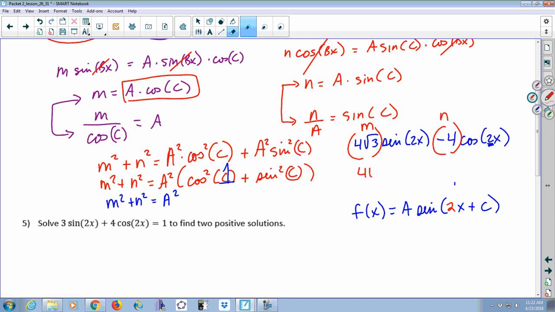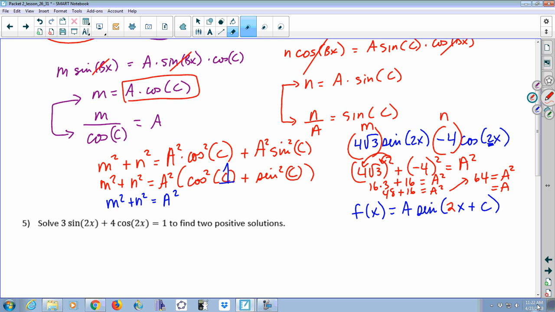So we square M, we square N, and that equals A squared. Remember, we're trying to solve for A, so we've got a little more work to do once we get A squared. So if we square 4 and we square roots of 3, we get 16 times 3 plus 16 equals A squared. That's 48 plus 16 equals A squared. Yay, it's a beautiful, perfect square. A squared is 64. In this case, we're going to use A as the positive square root.